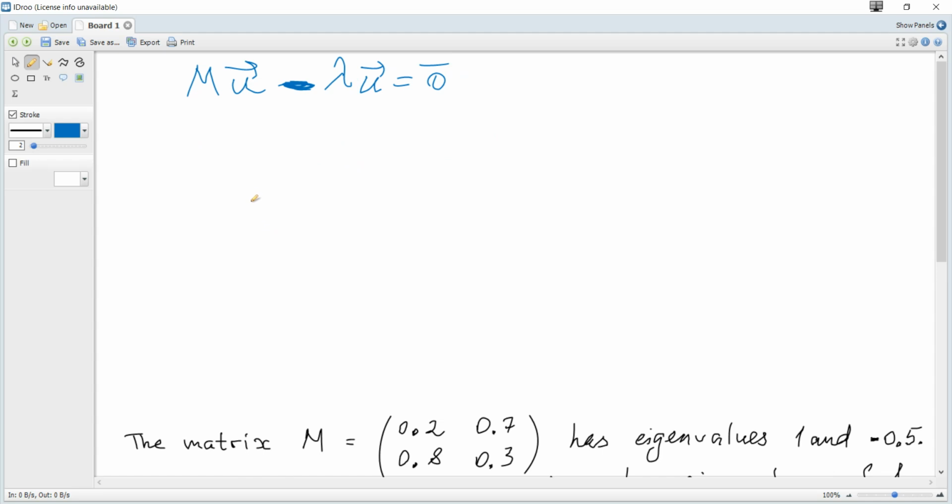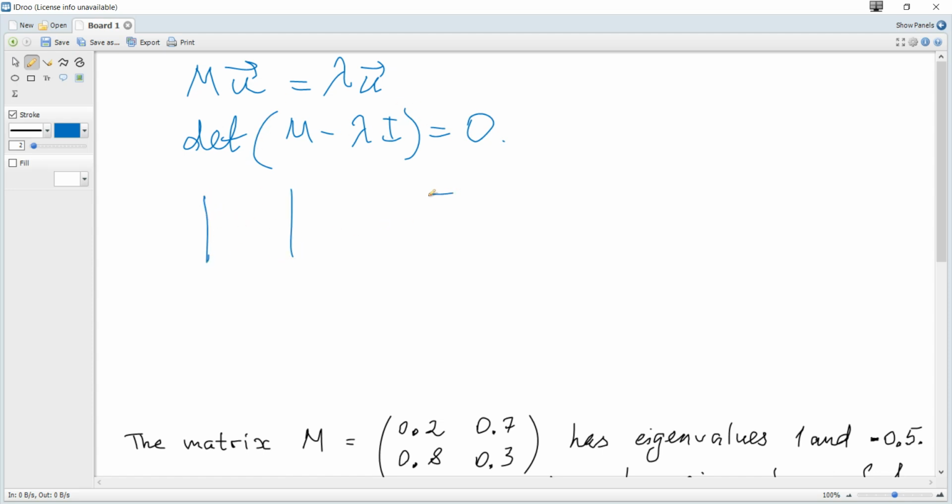So we should consider the determinant of M minus lambda I equal to 0. You may use this notation for the determinant, or just straight lines, but not this. And I will show it, but it's not necessary to write it in detail.